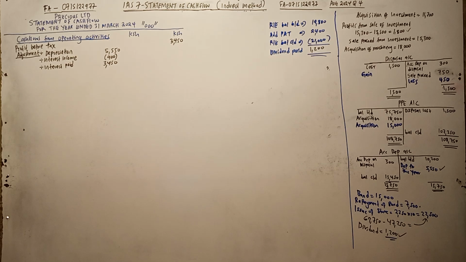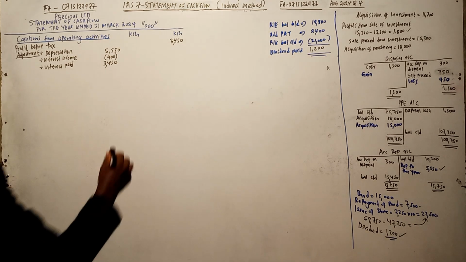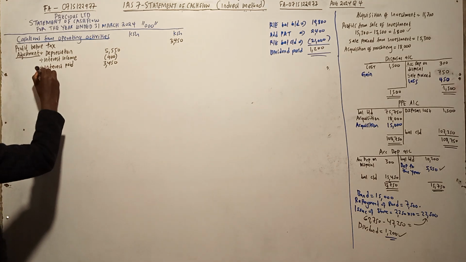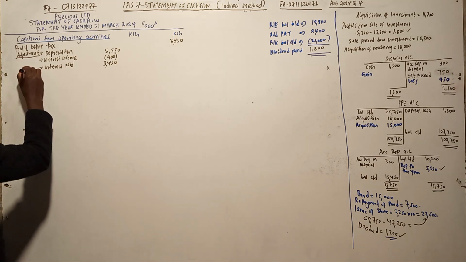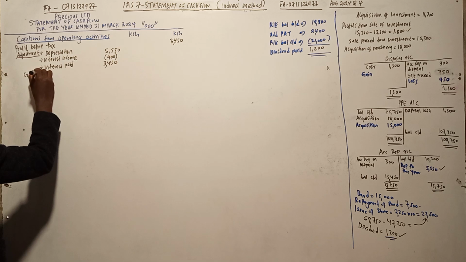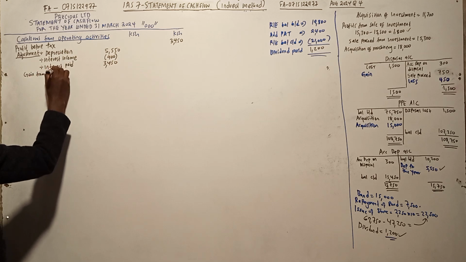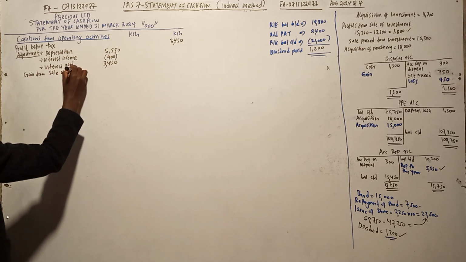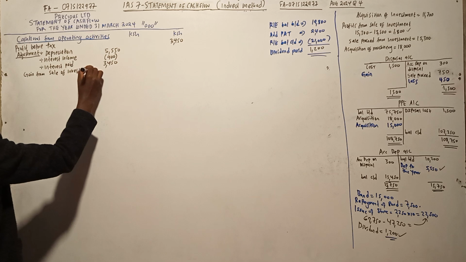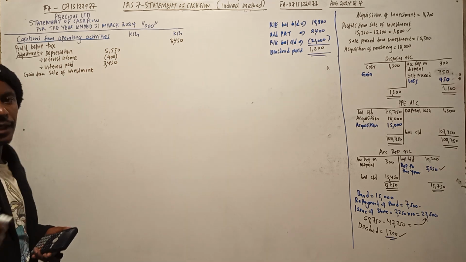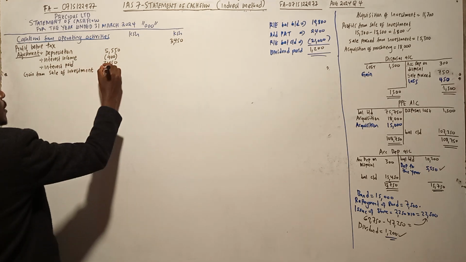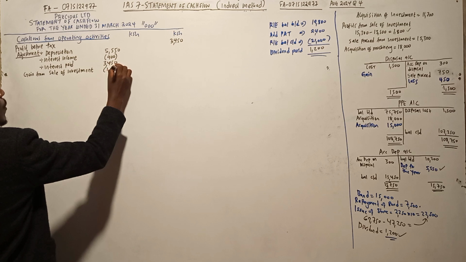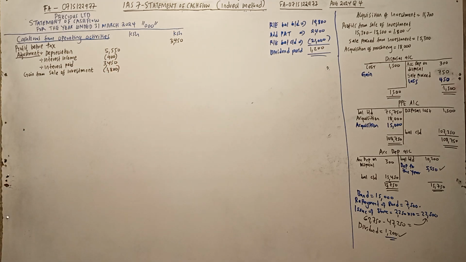Other incomes, we have the interest income received of 900. Then you have the gain from sale of investment. So gain from sale of investment. So it was added because it's a gain. So we deduct. So it was added, then we deduct.